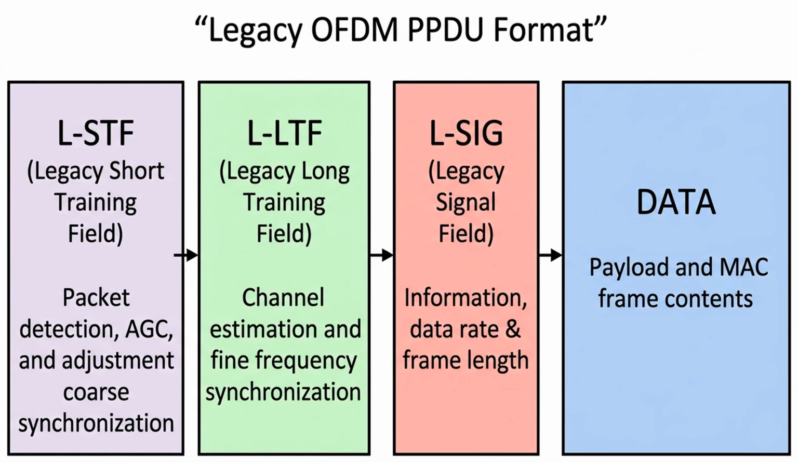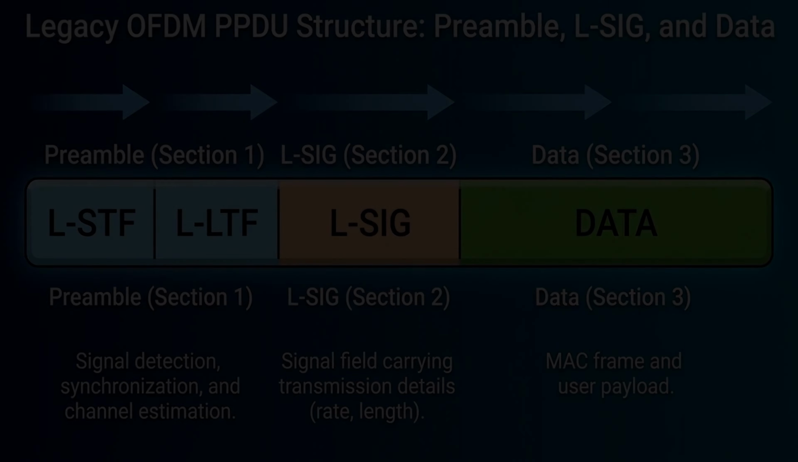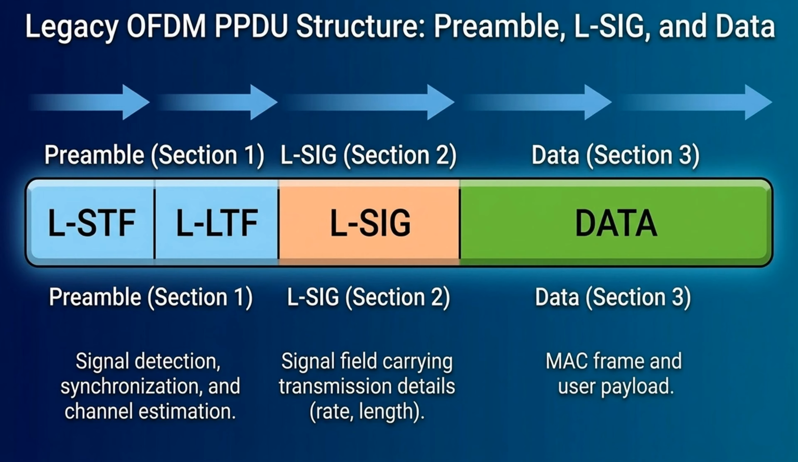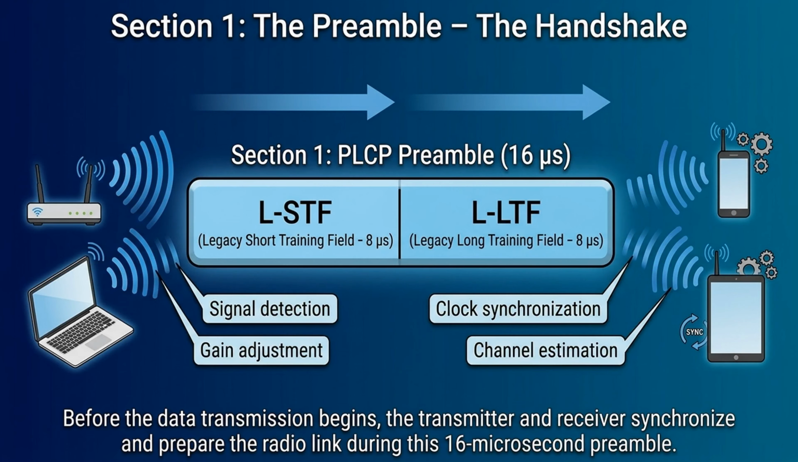The classic sequence of the Legacy OFDM PPDU format is L-STF, L-LTF, L-SIG and data, where this is referred to as preamble section 1, L-SIG section 2, and data section 3. Section 1, the preamble or the handshake. Before a single bit of your data is sent, the transmitter and receiver need to get on the same page. This happens during the PLCP preamble, a 16 microsecond window split into two critical parts.